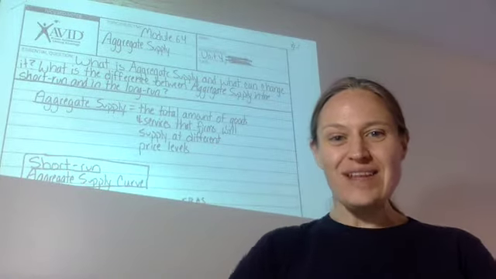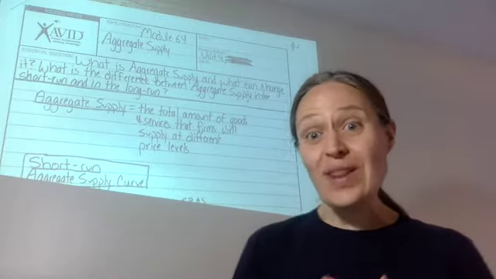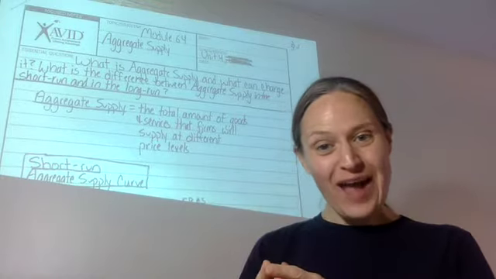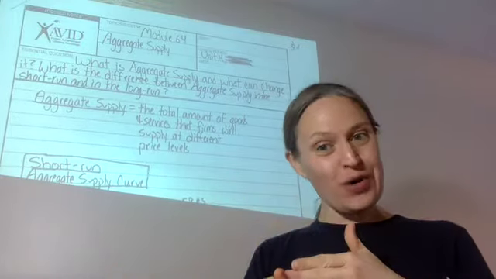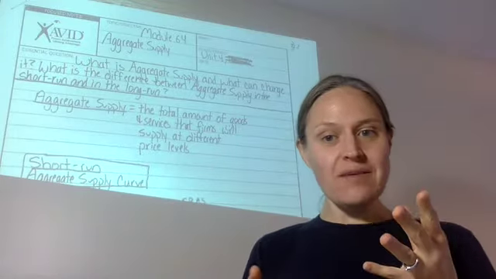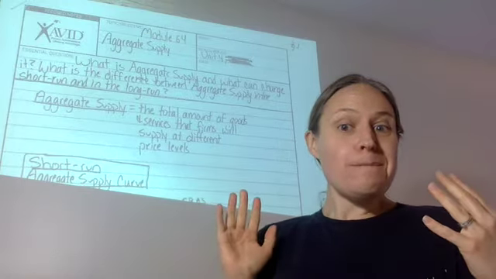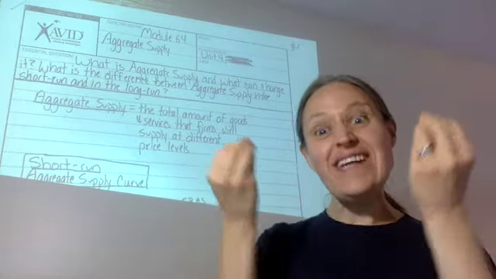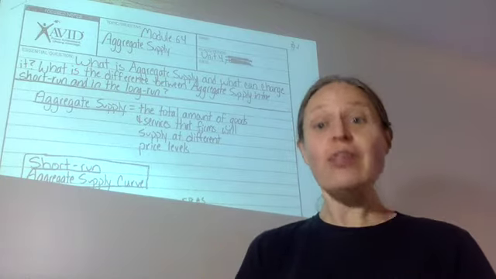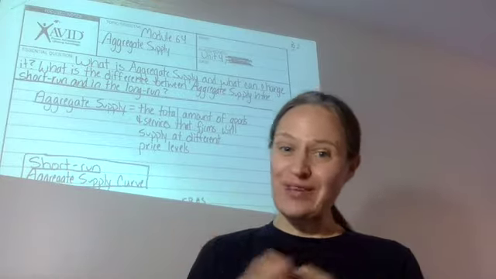Hello again, macro students. Here we are with Module 64 on aggregate supply. Last module we talked about aggregate demand, and now we're going to talk about aggregate supply. And then in our next module, we're going to put it all together. So what we're creating here is the aggregate demand, aggregate supply model. And this is one of the biggest, most foundational models that macroeconomics has. A lot of what we talk about in macroeconomics is based on this model that we're building right now.